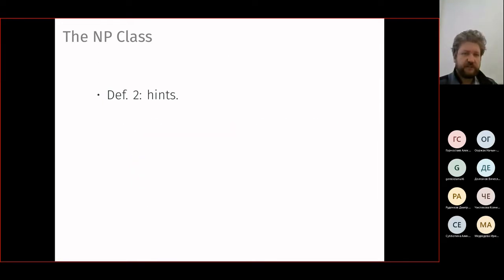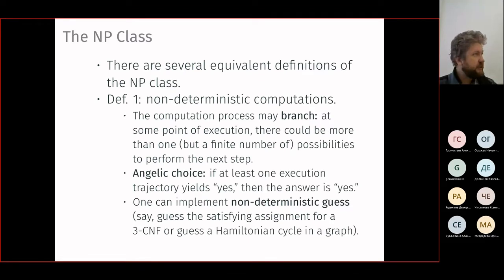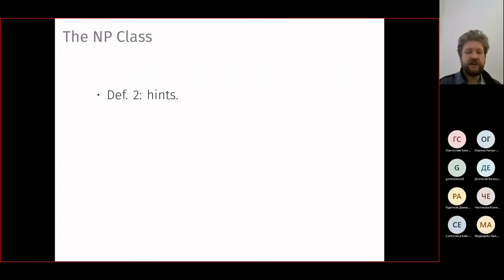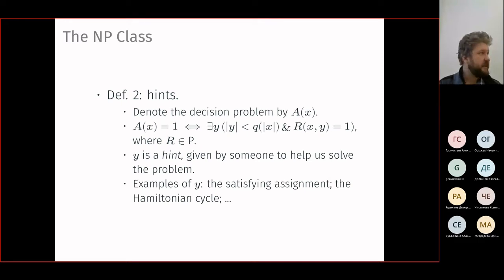So recall that the first one is non-deterministic computation, when you can branch, and the angel gives hints. The difference is actually as follows. In definition 1, the angel gives you hints during your computational process, when you ask for them, when you want to do a non-deterministic branching. In definition 2, the angel gives you all the hints in the beginning. So you take y as a hint, and then the whole computation process should be polynomial and deterministic, with no extra recourse to the angel for help.